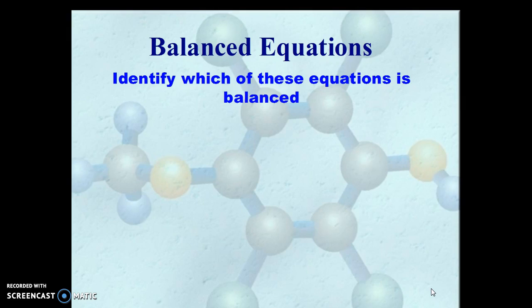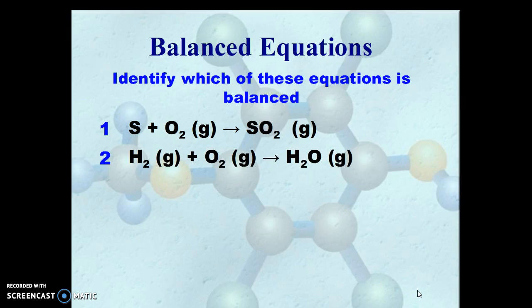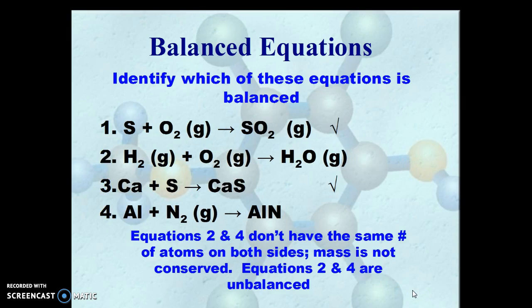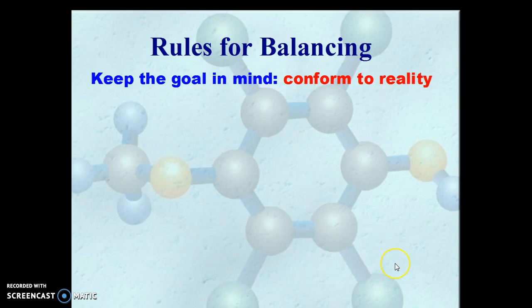So, take a moment to identify which of these equations is balanced. And, as you see, these equations are balanced and these are not. Here, for instance, we have 1 aluminum on the left and the right, but we have 2 nitrogens on the left and only 1 on the right. And keep in mind, the rule for balancing equations is made so that we conform what happens on our paper to the reality in the lab.